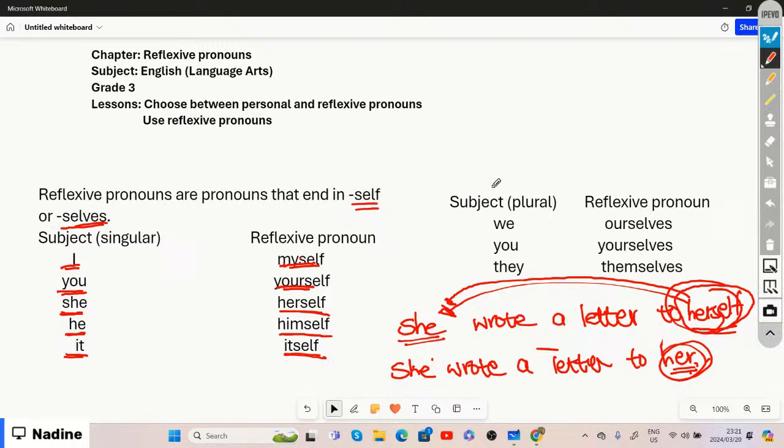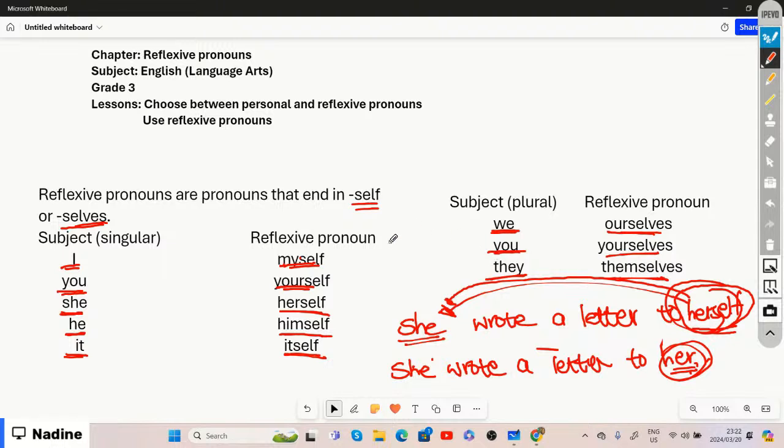And then we have our plural subject, which refers to more than one person or thing. And then we have our reflexive pronoun, which needs to refer back to our plural subjects. So we have ourselves, which needs to refer back to the subject we. Yourselves needs to refer back to the subject you. Themselves needs to refer back to the subject they, right? So that is reflexive pronouns.